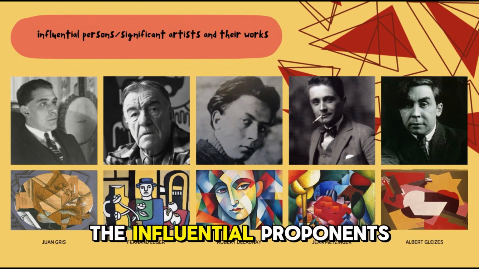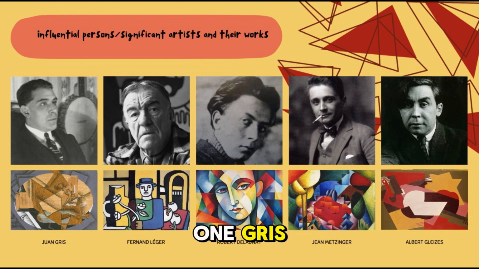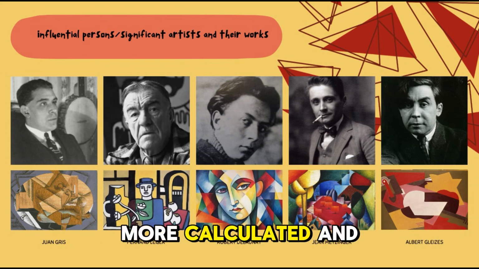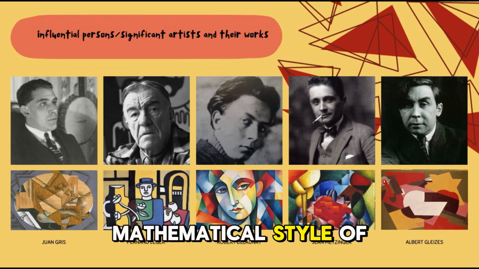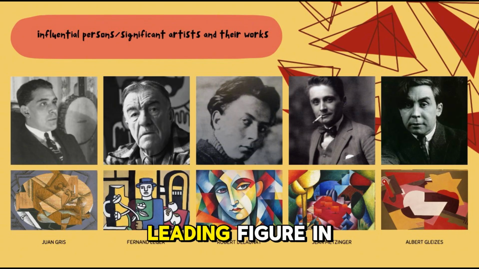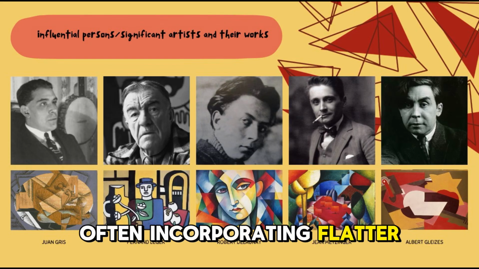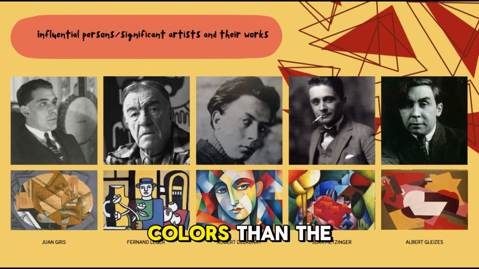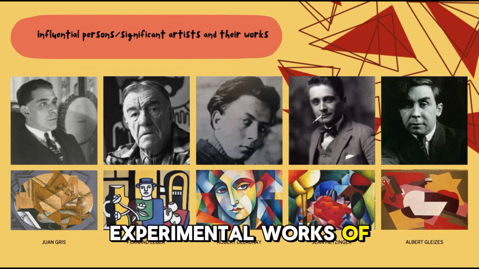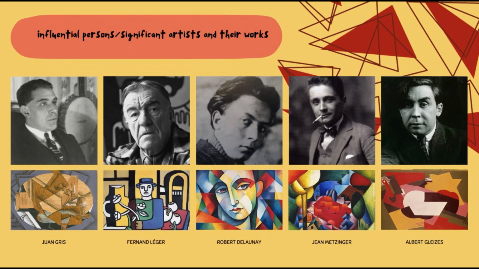The influential proponents. One, Juan Gris, known for a more calculated and mathematical style of Cubism. He was a leading figure in synthetic Cubism, often incorporating flatter shapes and more vibrant colors than the early experimental works of Picasso and Braque.